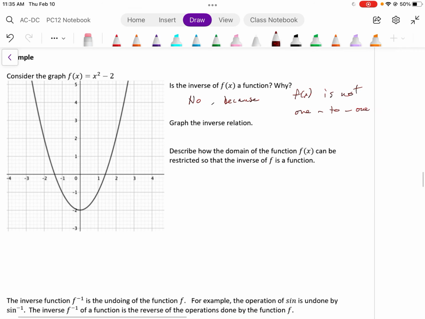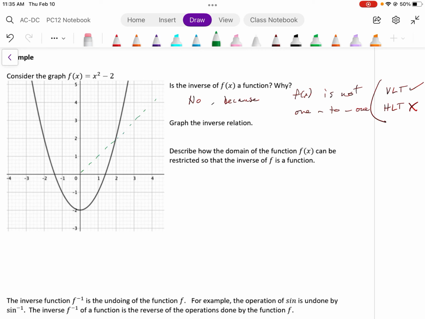Does it pass the vertical line test? Yeah, check. Does it pass the horizontal line test? Well, you can draw a horizontal line. What we see is that there are 2 x values corresponding to 2 y values, so it fails the horizontal line test. So we can say this function is not one-to-one, and therefore it will not have an inverse function. It will have an inverse relation. However, let us graph that inverse relation.